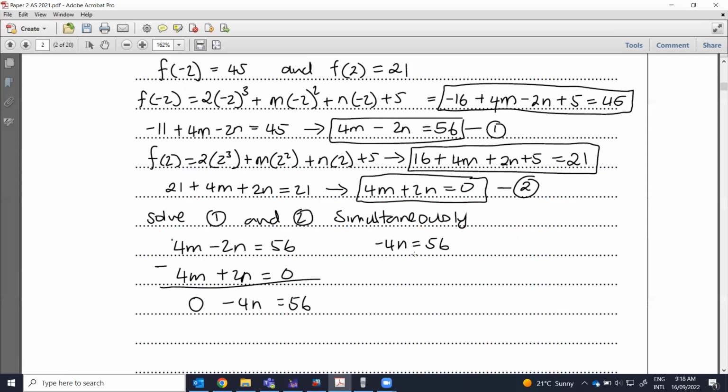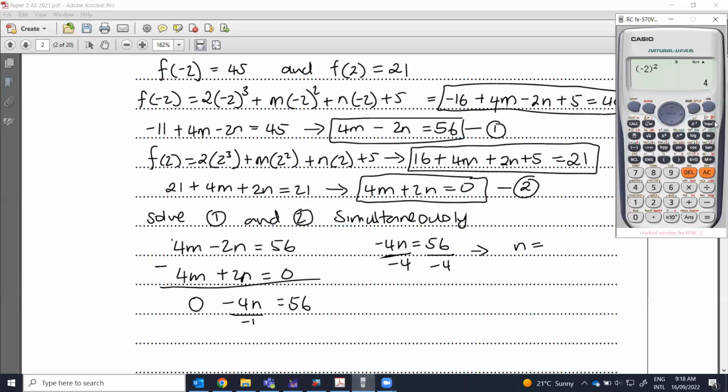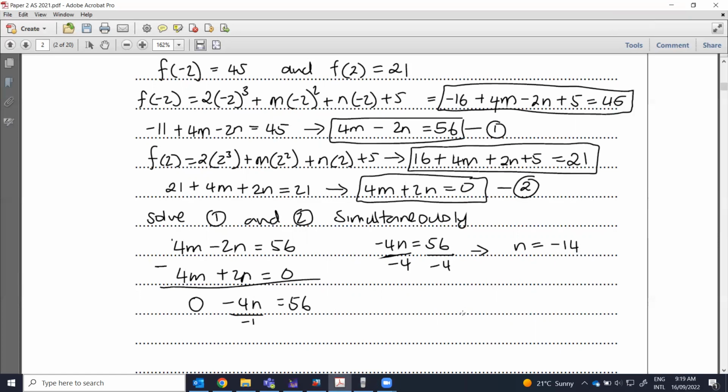We want to solve for n. We divide both sides by negative 4. So I'm over here, negative 4 and negative 4. This means that n is equal to, we can do that on our calculator, 56 divided by negative 4. This is negative 14. So n is negative 14.